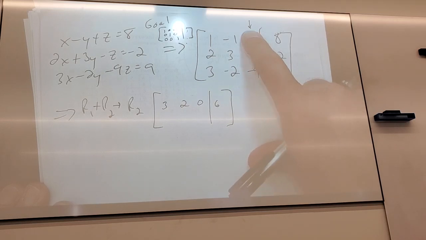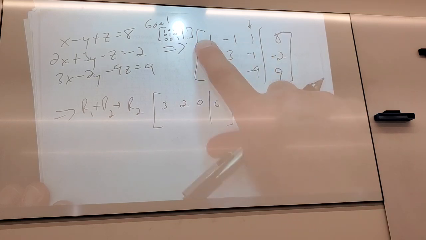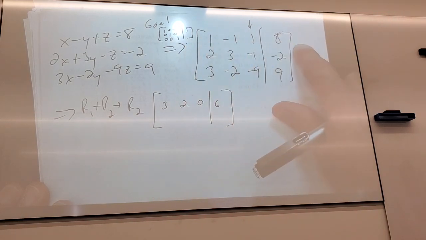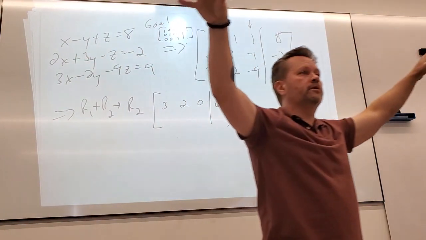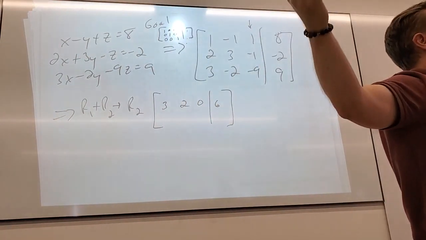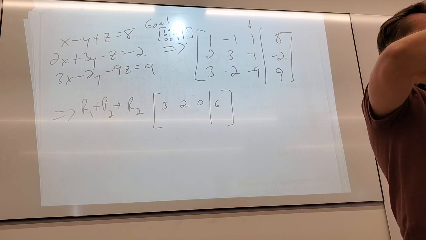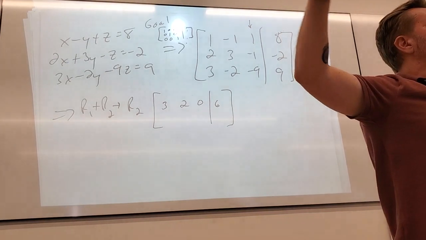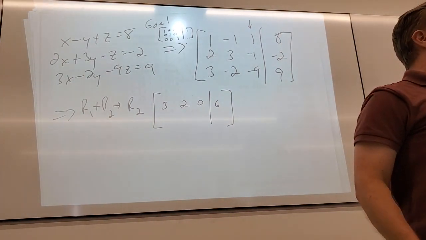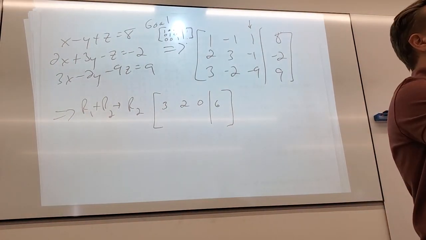What do you wish was here, so that it would cancel with this? A 9. So how do I make a 9 show up there? Multiply the whole thing by 9. So remember, every row is an equation. What am I allowed to do with equations? I'm allowed to multiply both sides of an equation. I'm allowed to divide both sides of an equation. I'm allowed to add two equations together, because then you have like terms, right? The x's, the y's, the z's.